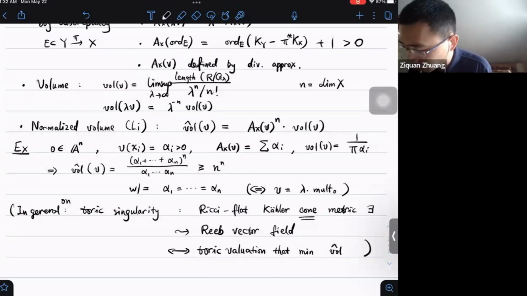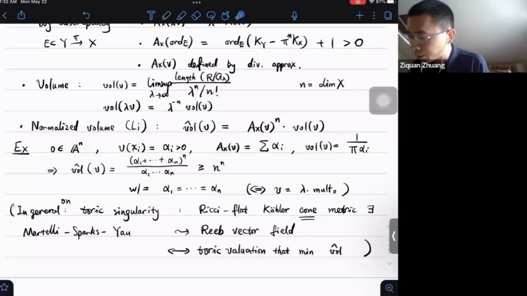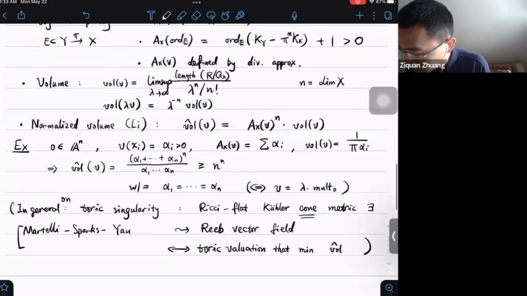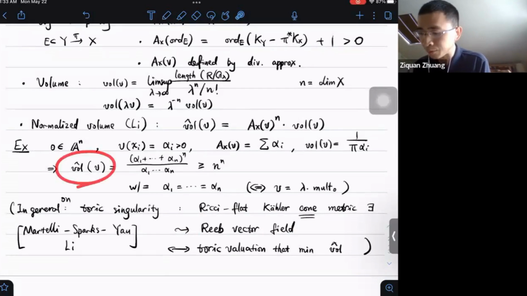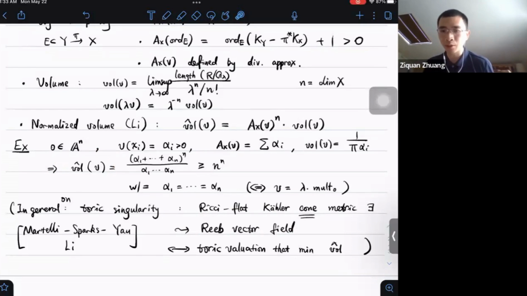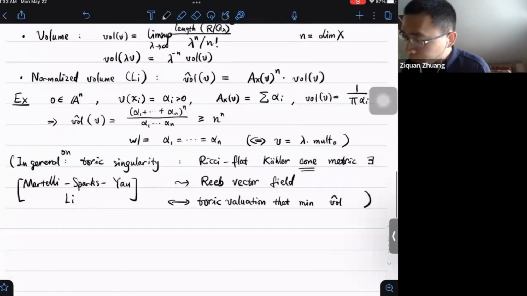And so a large part of this is due to Martelli, Sparks and Yau, who basically set up some variational problem to find this Reeb vector field. And then Li observed that the function they set up is essentially this normalized volume that actually can be defined for general valuations. So in particular, it extends to the non-toric setting as well. Okay, so that's a little bit of the background.